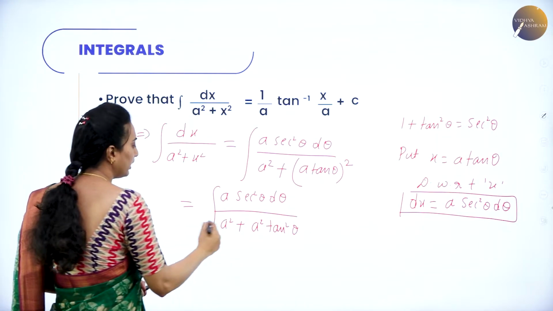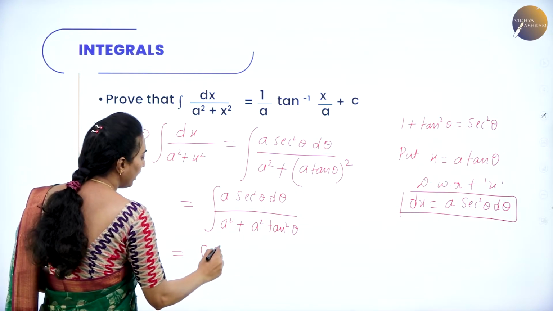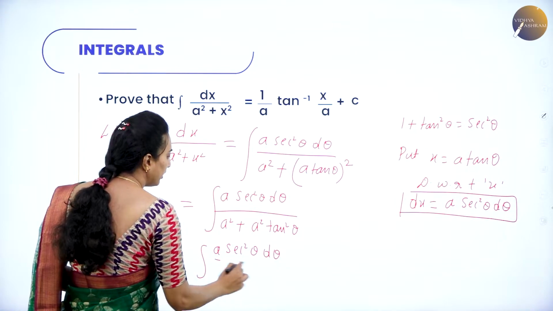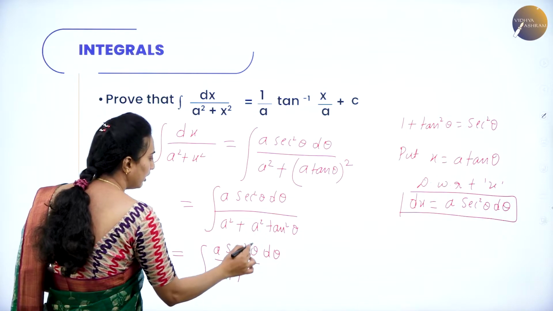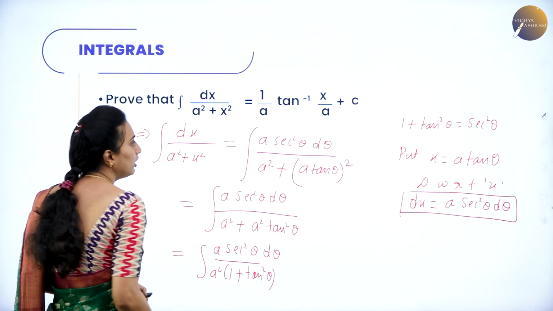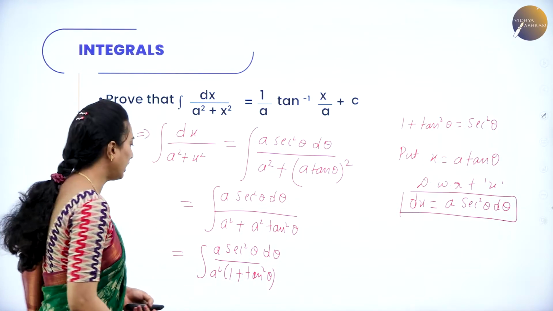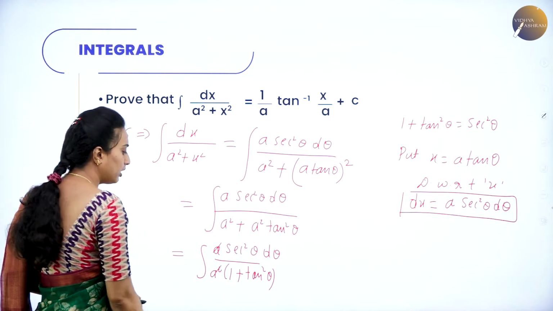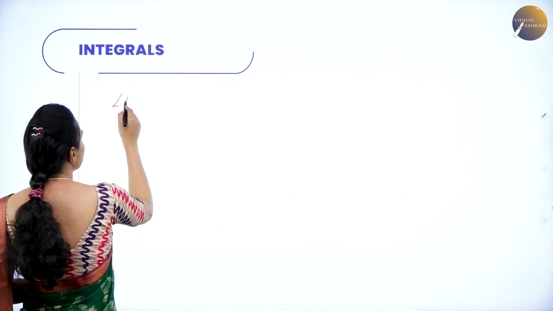Now dear students, you can take the denominator a squared as a common factor. So a into secant squared theta into d theta divided by a squared into 1 plus, remaining is 1 here. A squared is already taken common, remaining is tan squared theta here. Now dear students, according to the formula, we know that 1 plus tan squared theta can be substituted as secant squared theta. Here, one term of a will get cancelled. Denominator a will be remaining.